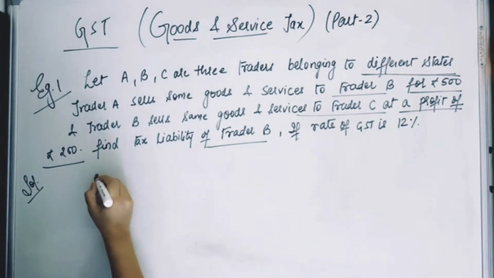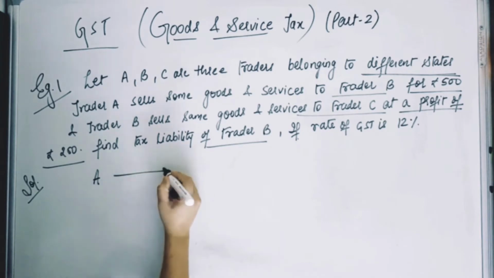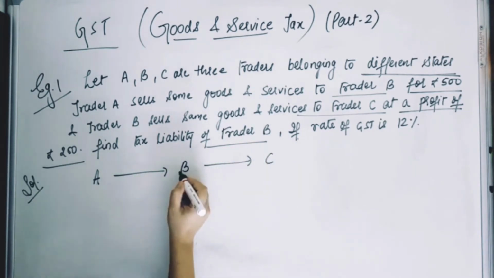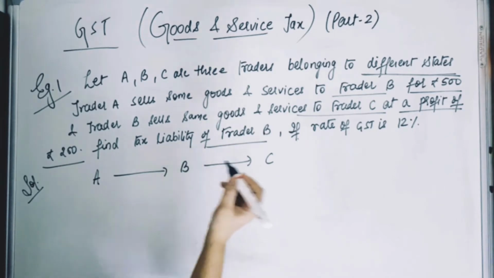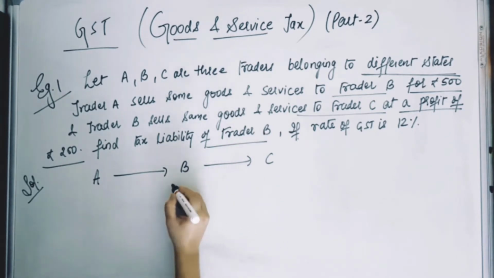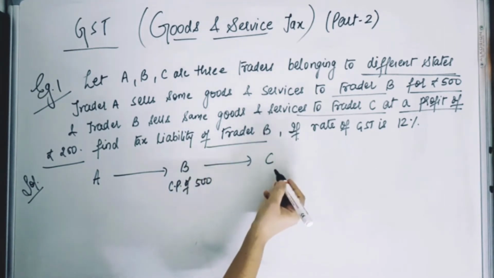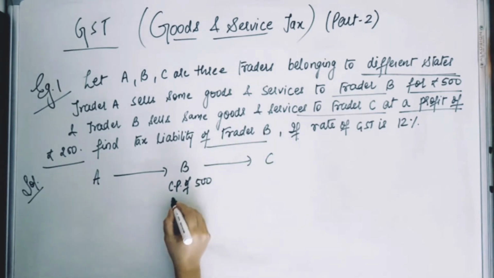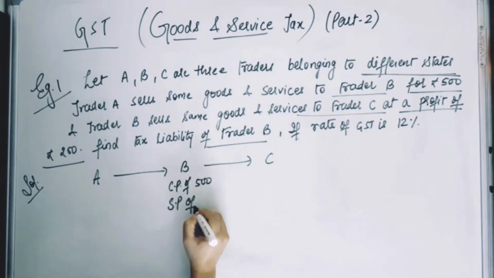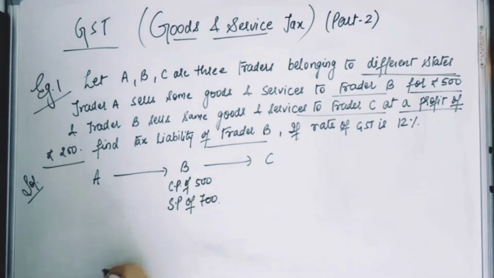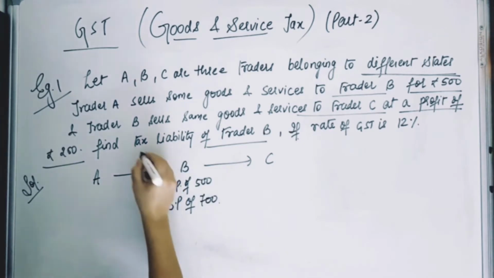Now see, there are three traders. A is selling to B and B is selling to C. A has sold to B some goods and services for ₹500. That means cost price of B is 500. Now B is selling some goods and services to C at a profit of ₹200. That means selling price of B is, sorry, what is the selling price? 700.